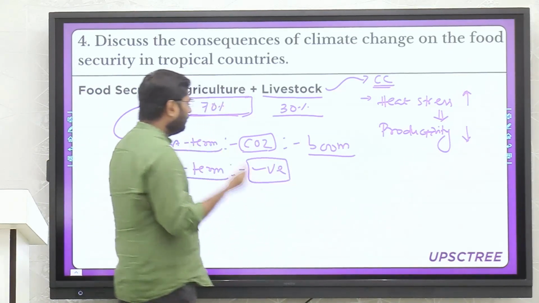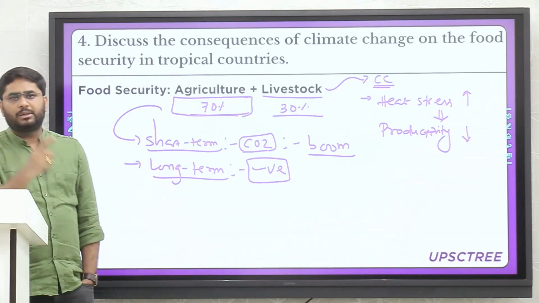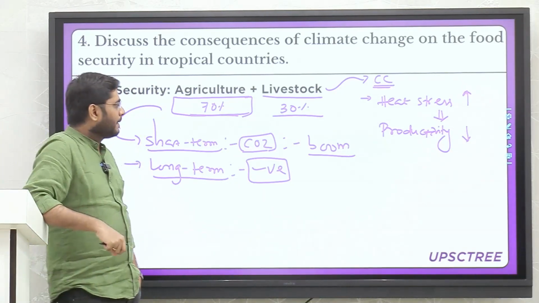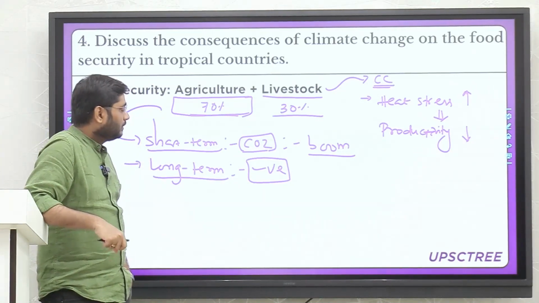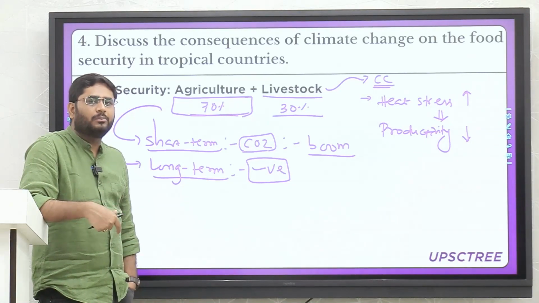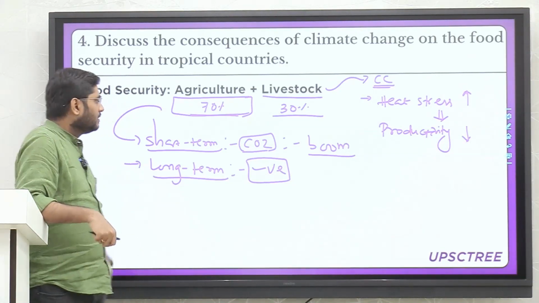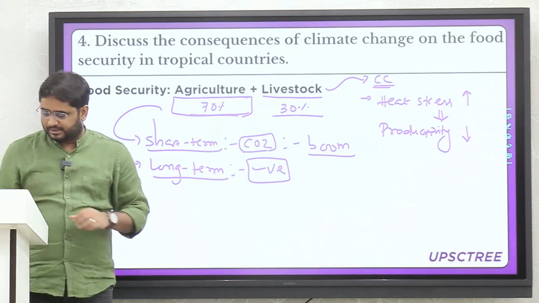Okay, why? Because locust attacks will be more, pest attacks will be more, and the productivity of the plants could not take up the heat stress as well. So these are the major reasons.